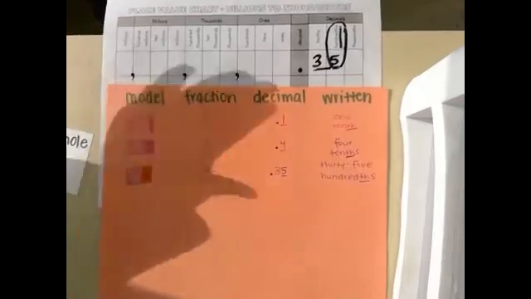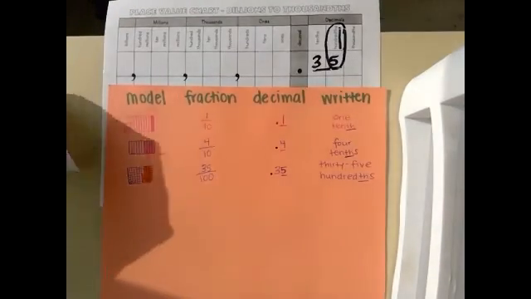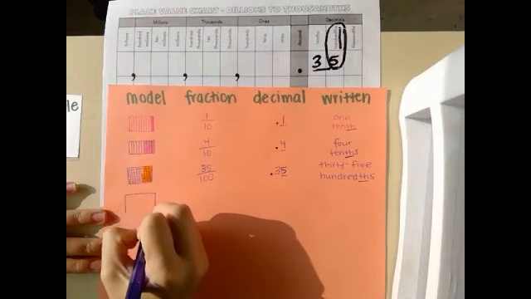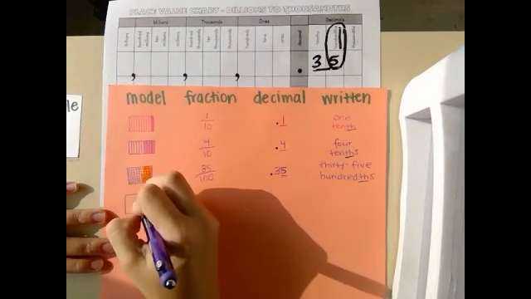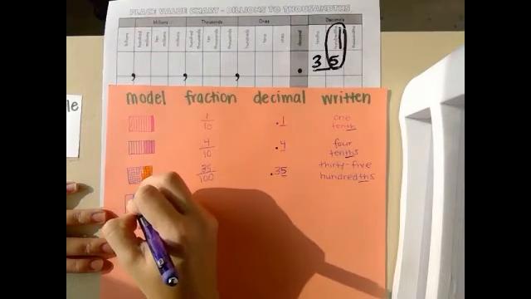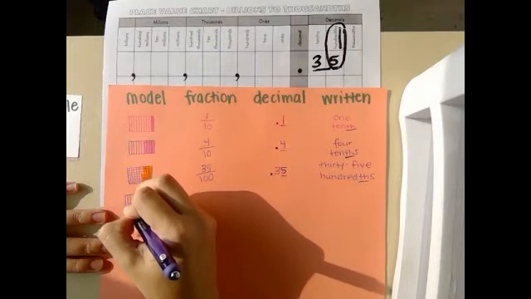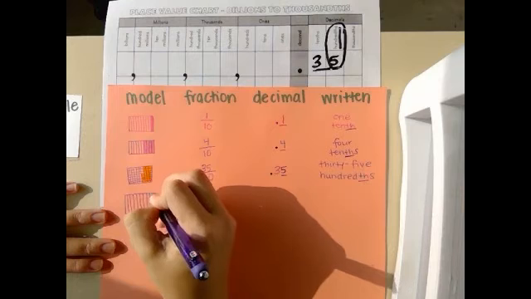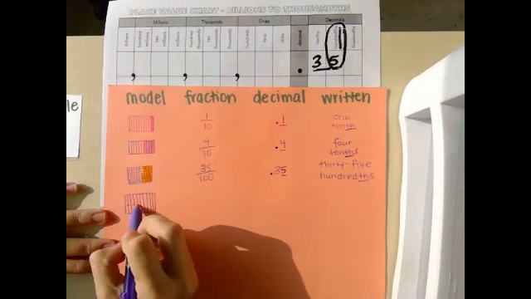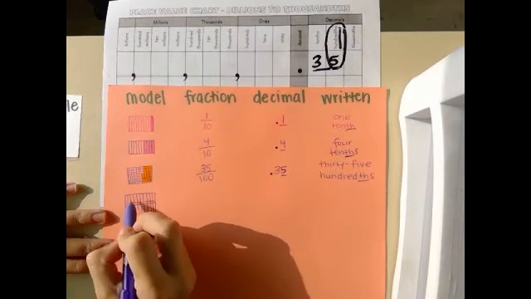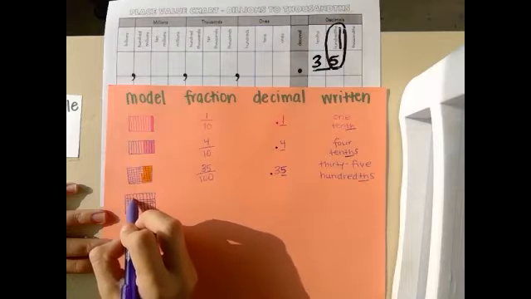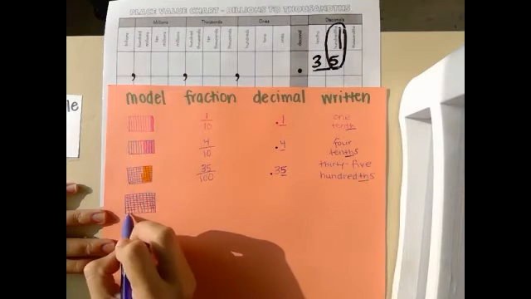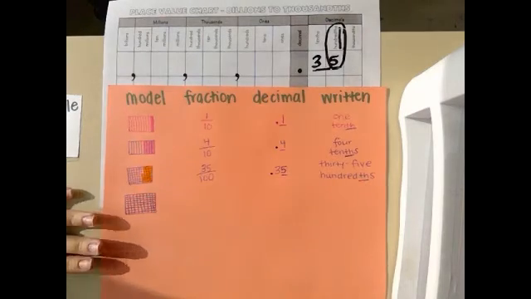Let's do one more. So again, use your whole as your reference. I am going to divide this into 10 equal pieces first because that's easier for me. And then I'm going to divide those crosswise into 10 equal pieces. So if you were to count these, you would have 100 total.